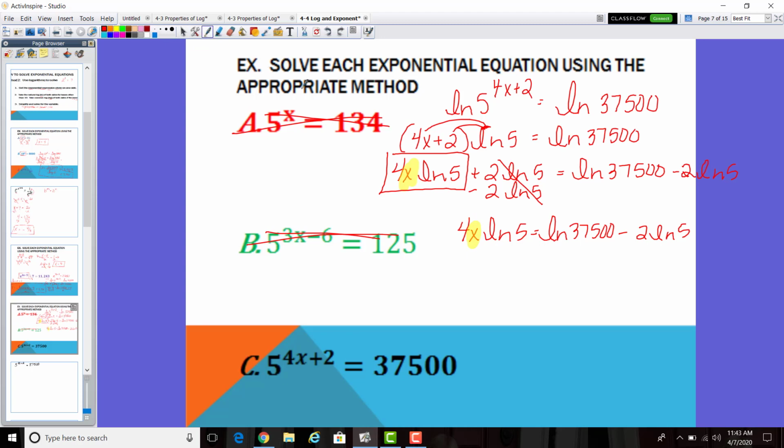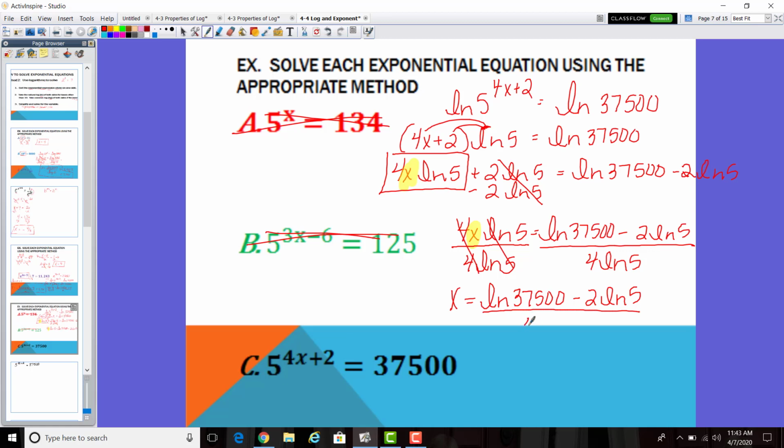X is being multiplied by 4 and the natural log of 5. So since they're both being multiplied, I can divide by the term 4 natural log of 5. That will get x by itself. So in log form, x equals the natural log of 37,500 minus 2 natural log of 5. And that difference is divided by the product of 4 natural log of 5.